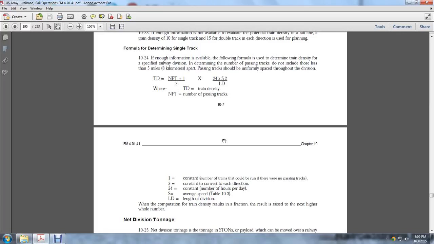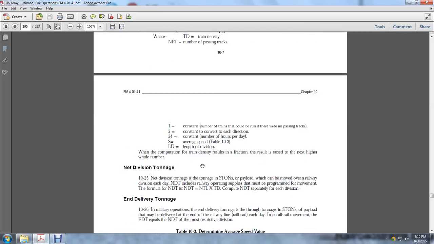The computation of the train density may result in a fraction. The result is raised to the next higher whole number. The net division tonnage. The net division tonnage is the tonnage of short tons of the payload which can be moved on the railway division each day. The net division tonnage includes the railway operating supplies that must be programmed. The formula: the net division tonnage is equal to the net train load multiplied by the train density. Compute the net division tonnage for each division.